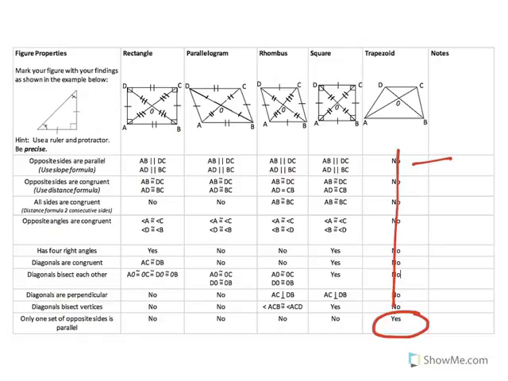It does not have opposite sides are parallel. It does not have opposite sides are congruent. The sides are not congruent. Opposite angles are not congruent. It does not have four right angles. Diagonals are not congruent. Diagonals do not bisect each other. Diagonals are not perpendicular. And diagonals do not bisect the vertices. The only property the trapezoid has is that it has only one set of parallel lines.